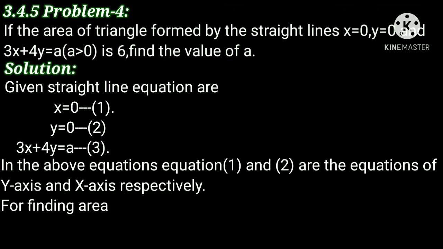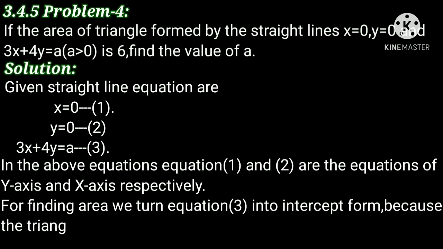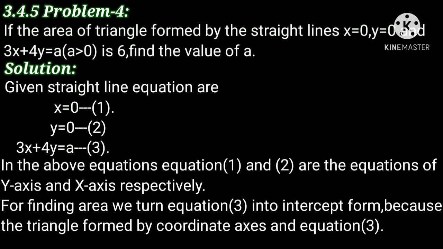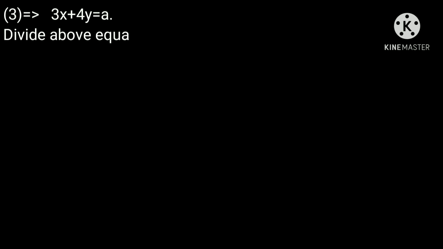For finding the area, we turn equation 3 into intercept form, because the triangle is formed by the coordinate axes and equation 3. We know that the area of a triangle with sides x-axis, y-axis and the straight line is half into modulus AB, where a, b are the x-intercept and y-intercept respectively. Then 3x plus 4y equal to a. This equation is turned into intercept form.